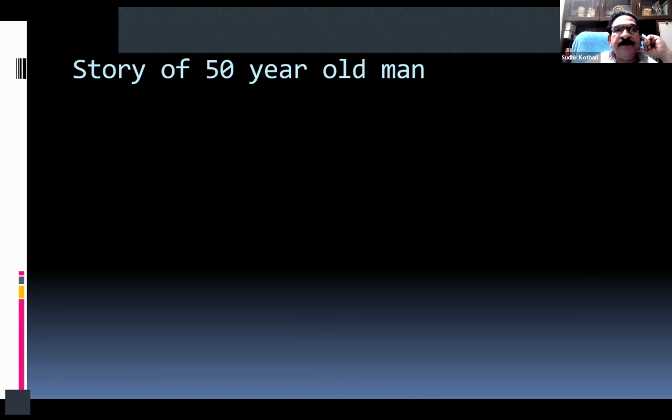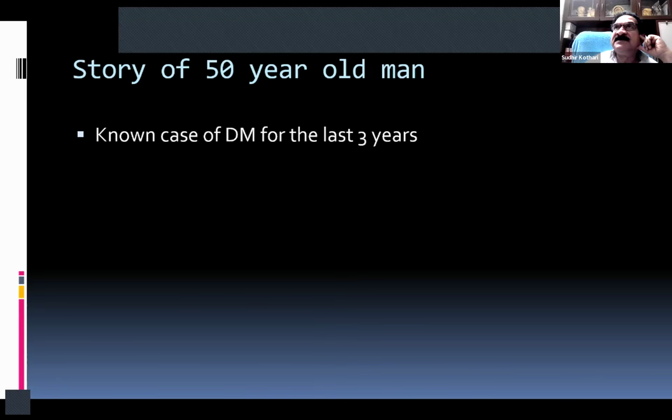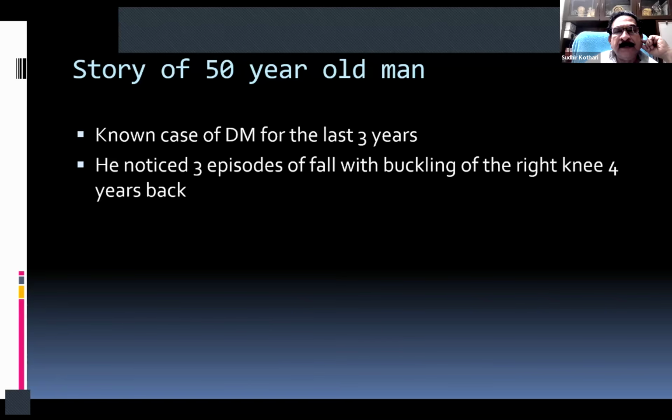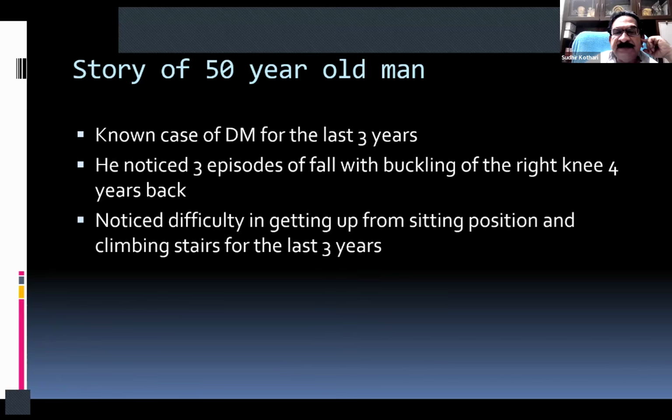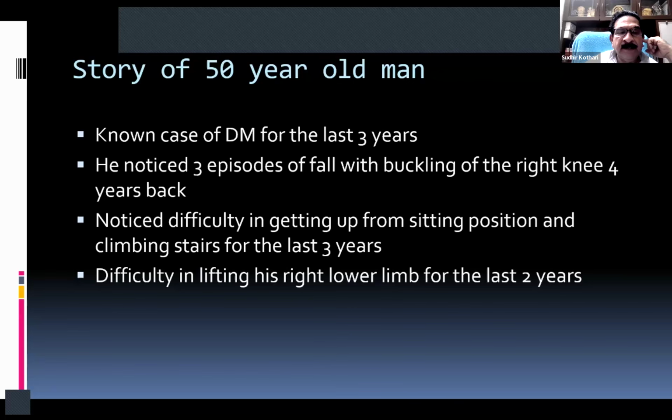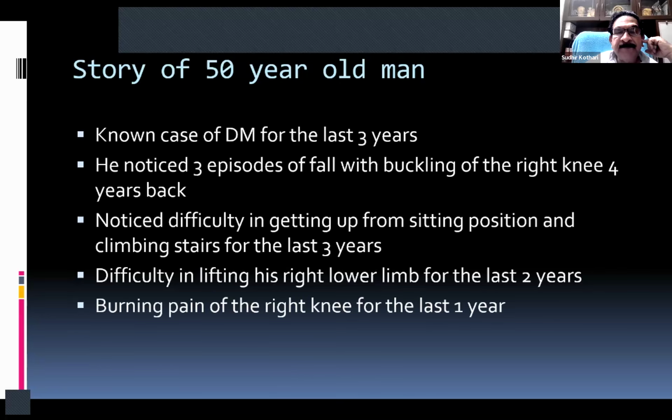It's the story of a 50-year-old man, known case of diabetes for the last 3 years. He noticed 3 episodes of fall with buckling of the right knee 4 years back. Noticed difficulty in getting up from sitting position and climbing stairs for the last 3 years. Difficulty in lifting his right lower limb for the last 2 years. Burning pain over the right knee for the last 1 year.